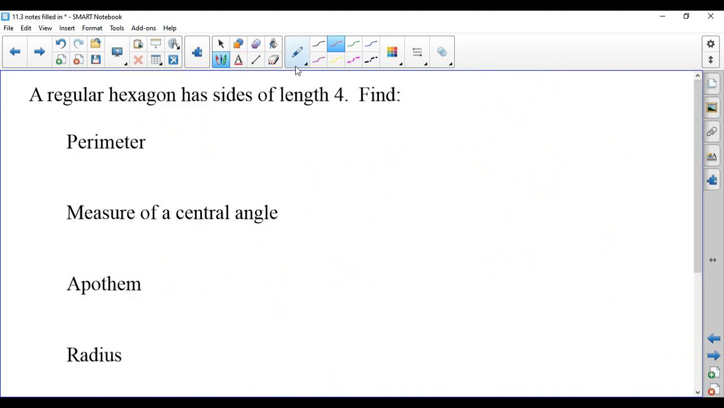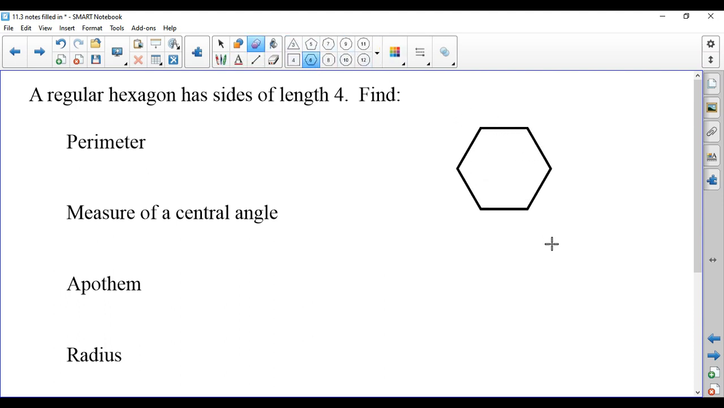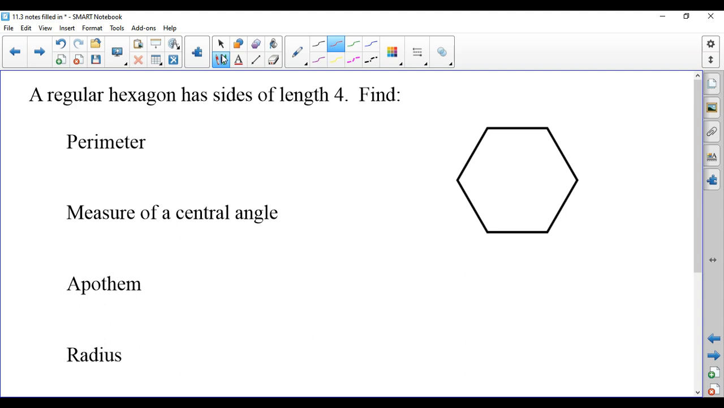We can also get an exact value if we do this with a hexagon. Here's a hexagon, and I have a hexagon with all sides of length 4. The perimeter is 4 times 6, which is 24. The central angle goes out to each consecutive vertices, and I take 360 and divide by 6 to get a central angle of 60 degrees.